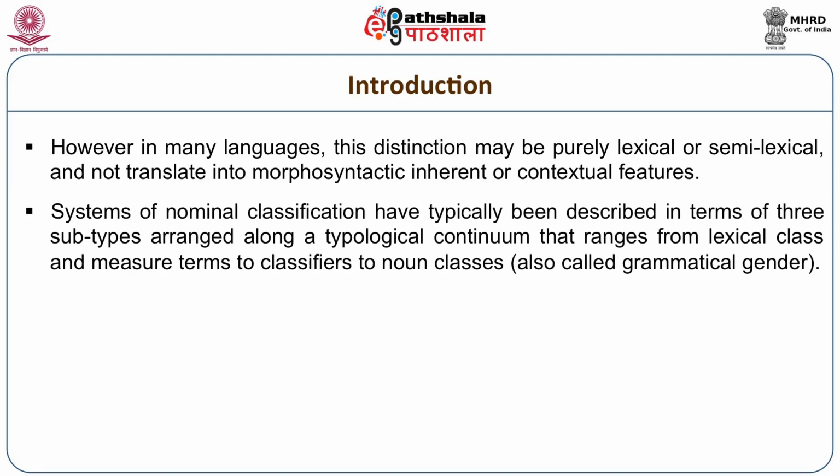Systems of nominal classification have typically been determined by their subtypes arranged along a typological continuum that ranges from lexical class and measure terms, from classifiers to numeral classifiers. And this also includes grammatical gender. We shall begin our discussion by looking at grammatical gender, which we shall call noun class, so as to be able to allow for the properties that are truly descriptive of the languages of the world.